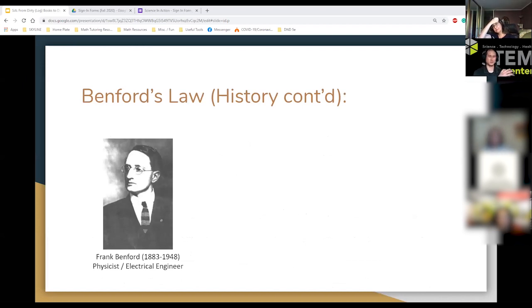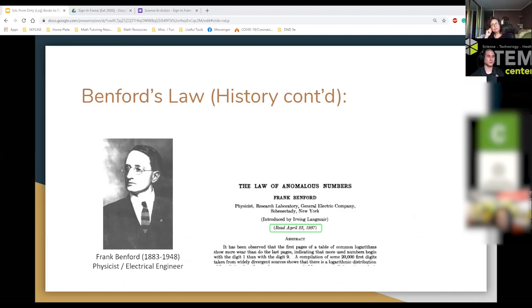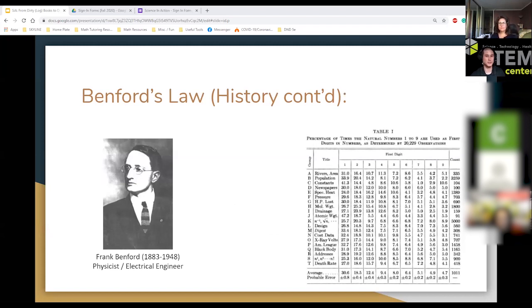Now we're getting to the guy this law is named after, even though Simon Newcomb was the one who discovered it. In his work around 1937, 1938, he added to Simon Newcomb's work by saying, yeah, there is a bias towards the leading digits of a 1, 2, or 3 rather than a 7, 8, or 9. And what he contributed to this analysis is that he started pulling all sorts of data from all different sources and started looking at their first digits, right?